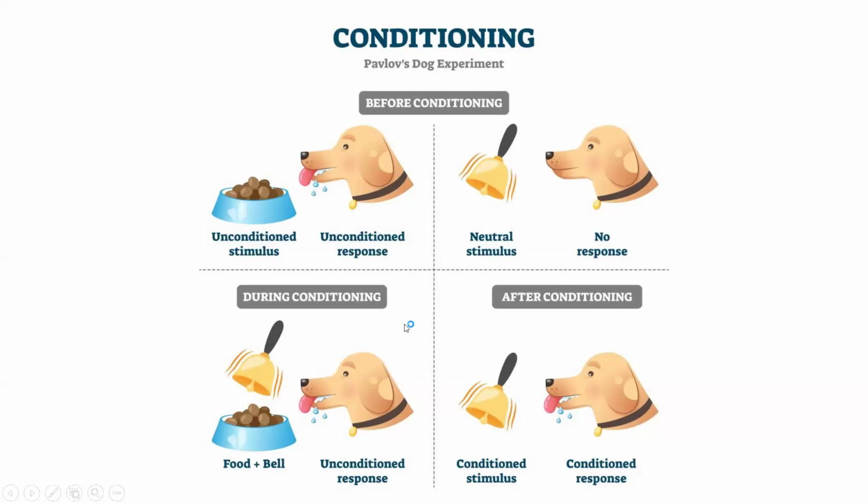During the conditioning, he did a very good thing: he combined the food and the bell together. So during the conditioning, the bell is ringing and the food is coming together, so the saliva will come. The saliva is coming out because of the food, but slowly the dog will associate the ring with the food. The bell will ring and the food will come.